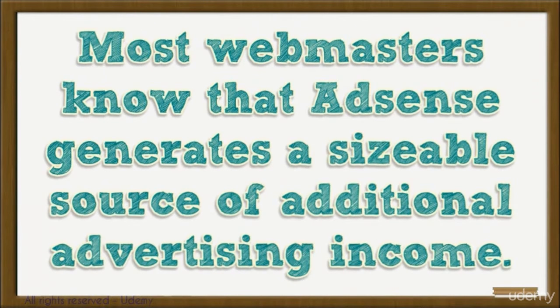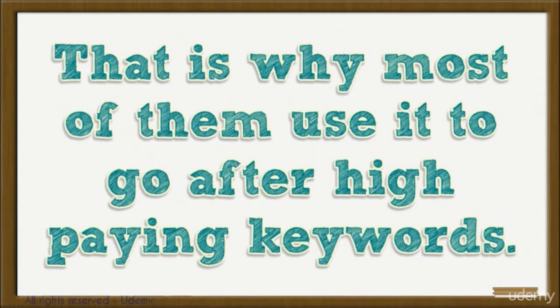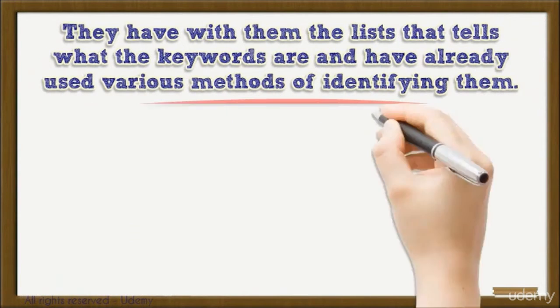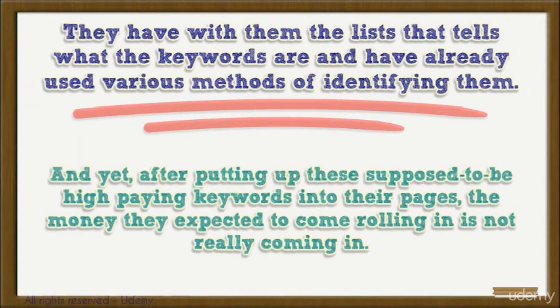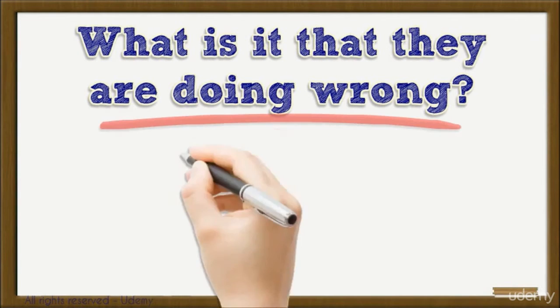Most webmasters know that AdSense generates a sizable source of additional advertising income. That is why most of them use it to go after high-paying keywords. They have lists that tell what the keywords are and have already used various methods of identifying them, and yet, after putting these supposedly high-paying keywords into their pages, the money they expected to come rolling in is not really coming in. What is it that they are doing wrong?